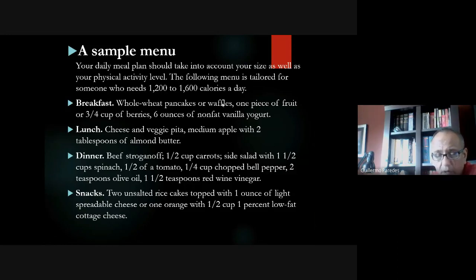Okay, very good. Lunch: cheese and veggie pita. I don't know, do you like pita? Medium apple with 2 tablespoons of almond butter. With this lunch, I will be hungry. I will not take it. Even if I were diabetic, I'm not taking that. Where is the meat? Where is the flavor? Okay. Cheese and veggie pita, medium apple with 2 tablespoons of almond butter.